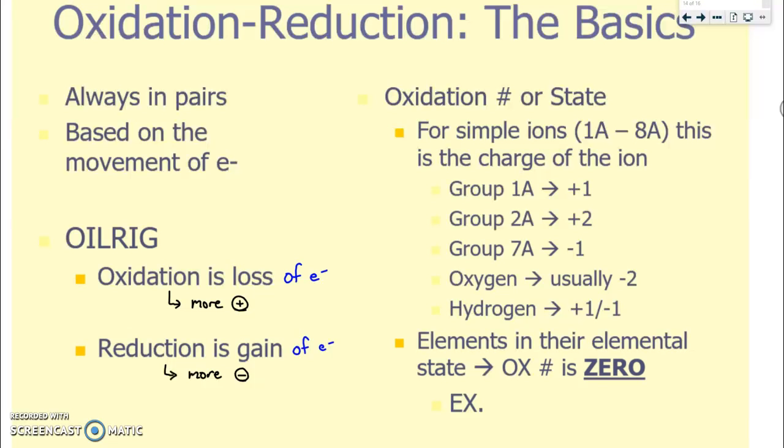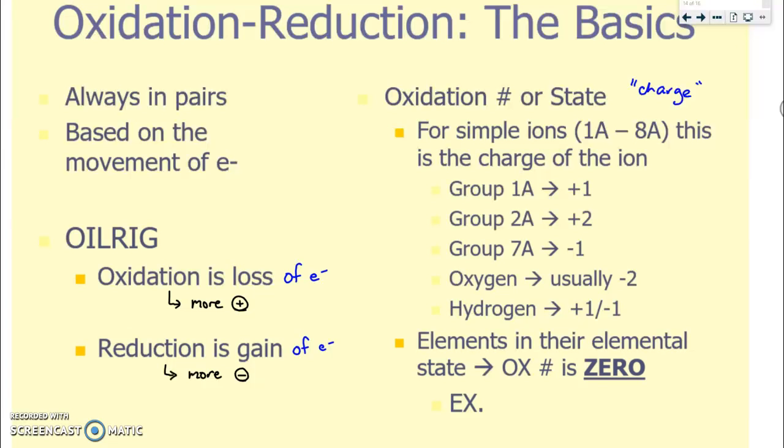We have something called an oxidation number or oxidation state. It's really kind of a fancy word for charge. Okay? For simple ions, most of the time it's just their regular charge on the periodic table. So 1A is +1, 2A is +2, oxygen is -2, hydrogen can be +1 or -1, depending upon if it's combined with a nonmetal or with a metal.